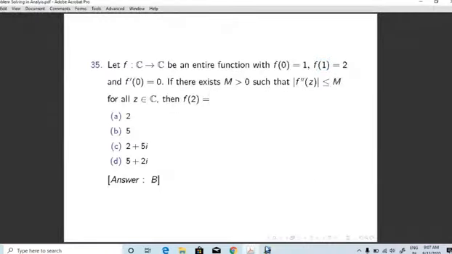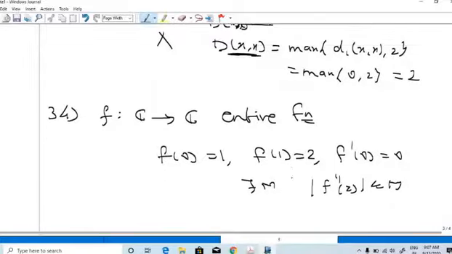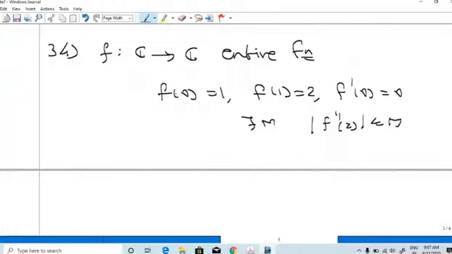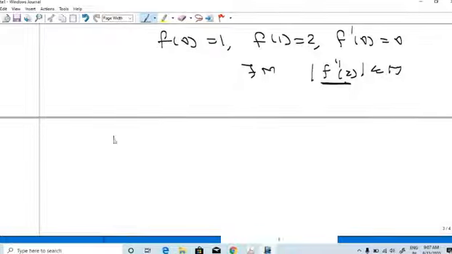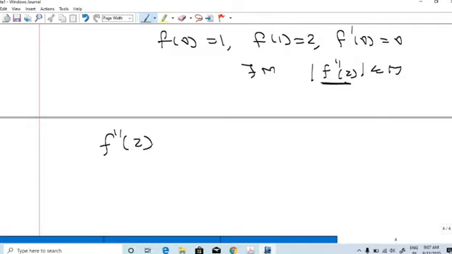First you have to write what f of z is. Since f is an entire function, it is differentiable at all points of z. So f is entire, therefore f dash is entire, and f double dash is also entire. Now the derivative is bounded. Since f double dash is an entire function and is bounded, by Liouville's theorem, f double dash should be constant. Maybe we call that constant C1.